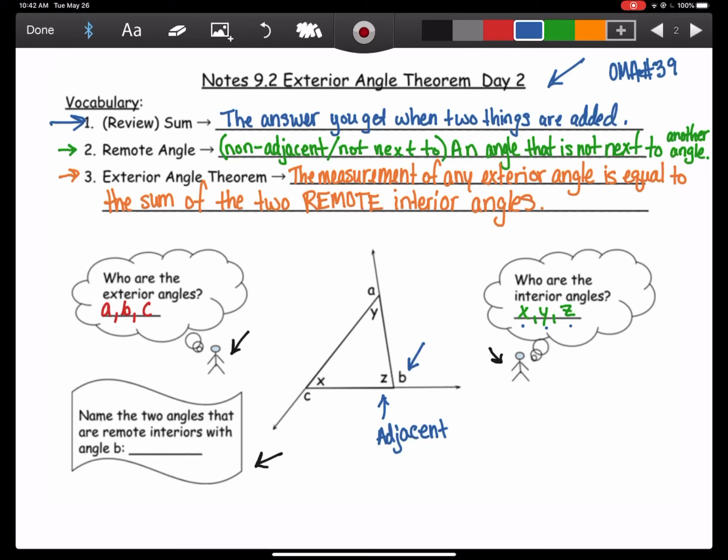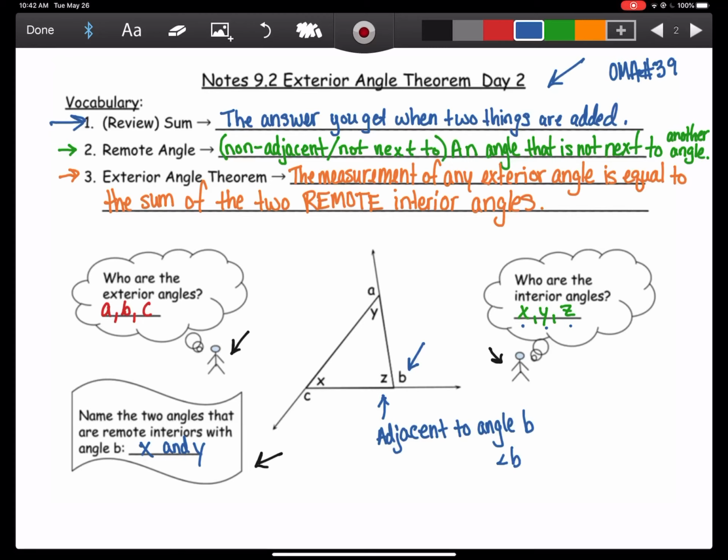Okay. So that leaves X and Y. X and Y are remote. So I'm going to try to squeeze. Let's see. Actually, I'm going to write a little more. Adjacent to angle B. In other words, you could say angle B. That's another way to say it. Angle B. Okay, so Z is adjacent to angle B. Z is not who we want. We want X and Y.